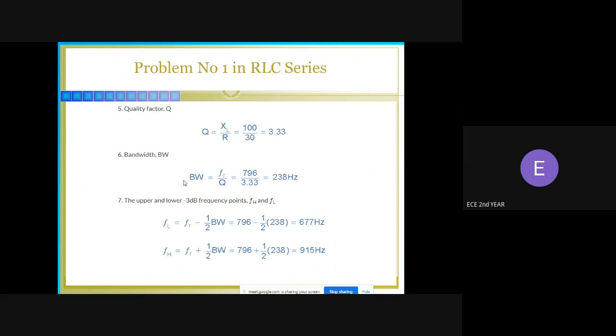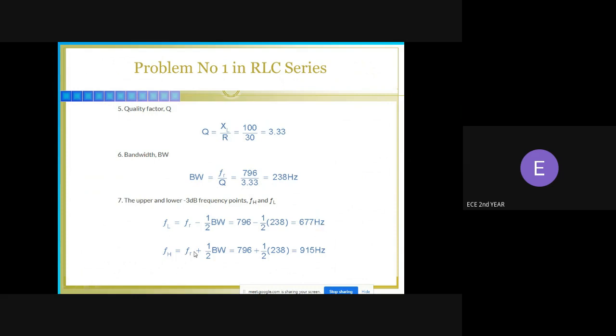So FL, the lower cutoff frequency, is equal to resonance frequency minus half of the bandwidth. So resonance frequency minus 1 by 2 the bandwidth, that is 796 is the resonance frequency, half of the 232, subtracting we can get the lower cutoff frequency of 677 hertz.